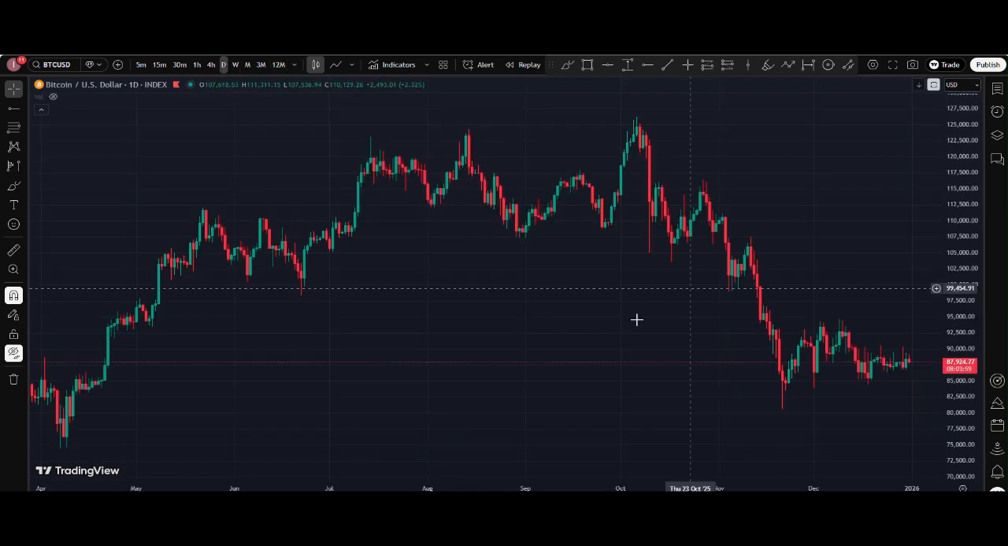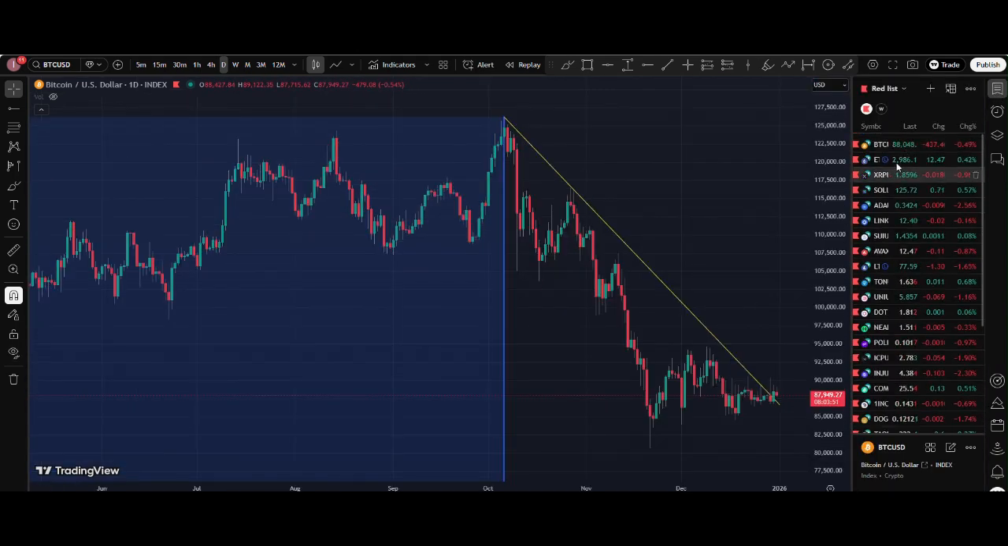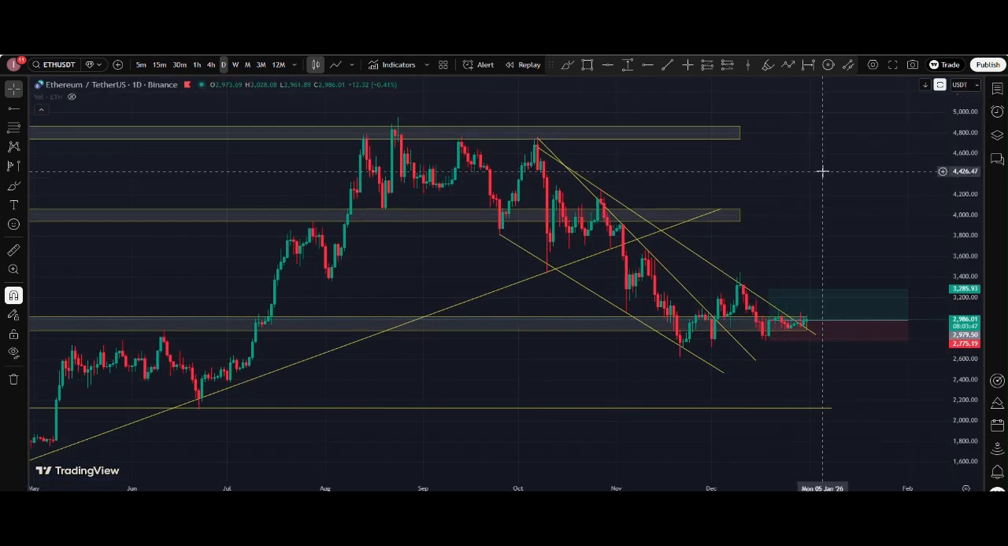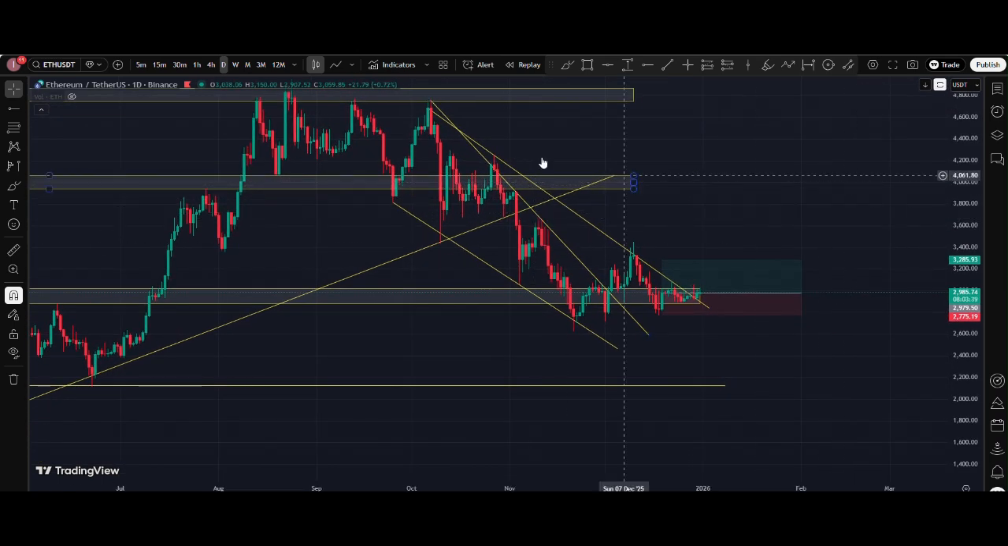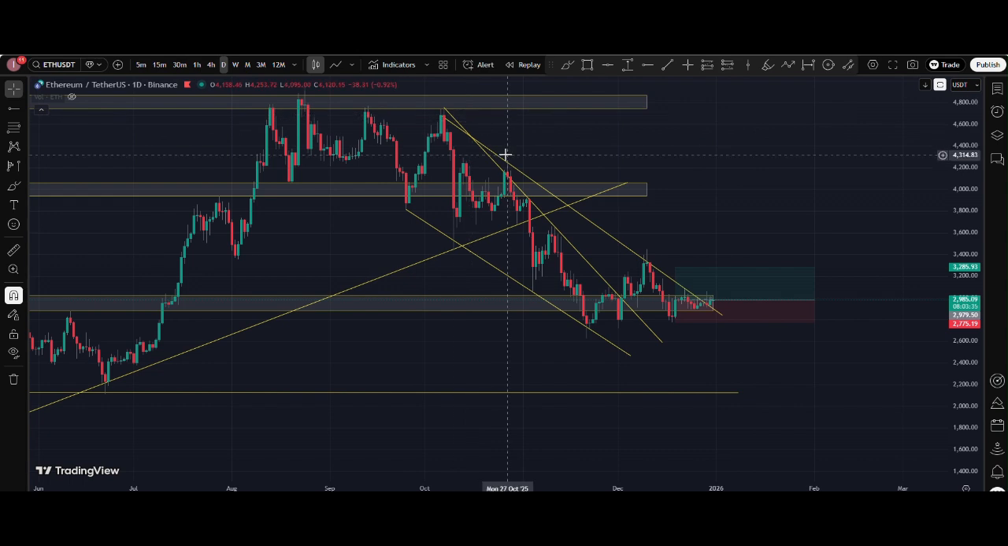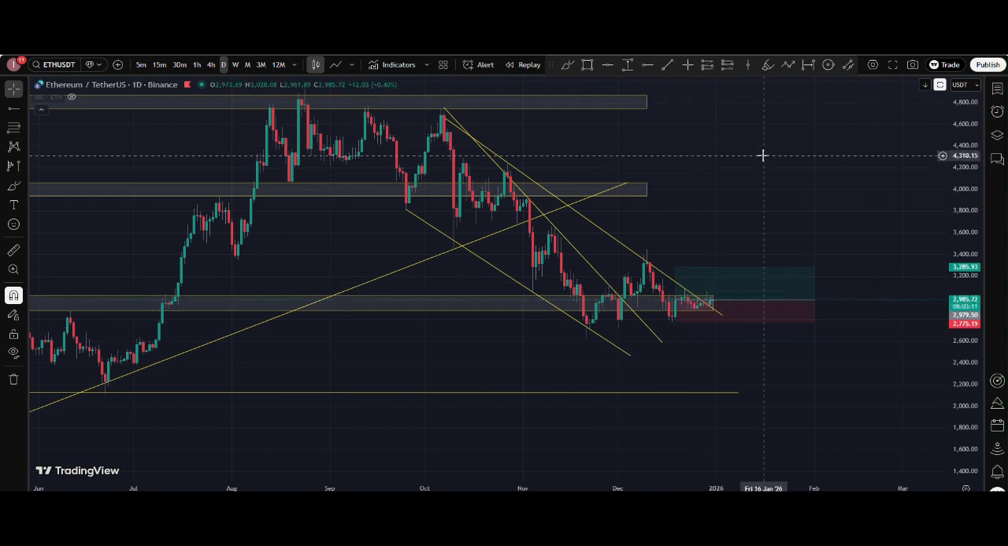We can move to the daily chart and then move to the Ethereum chart. Now you can see, bearish. Actually, not bearish. This is a falling wedge pattern, and the market broke out of this falling wedge and retested. Then I entered this trade.